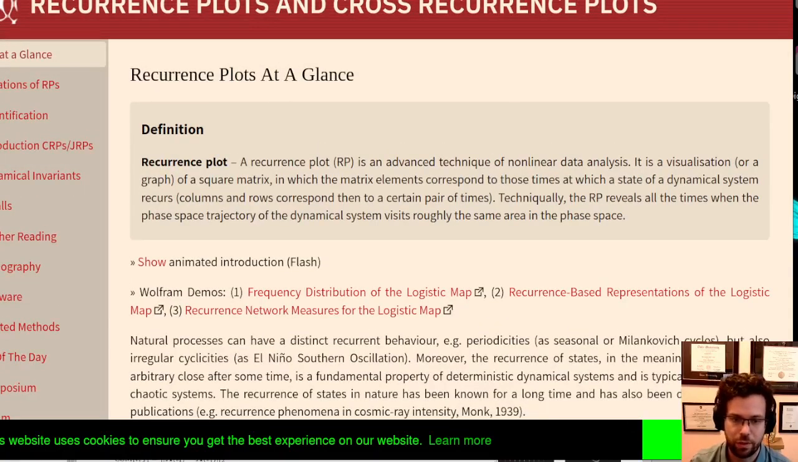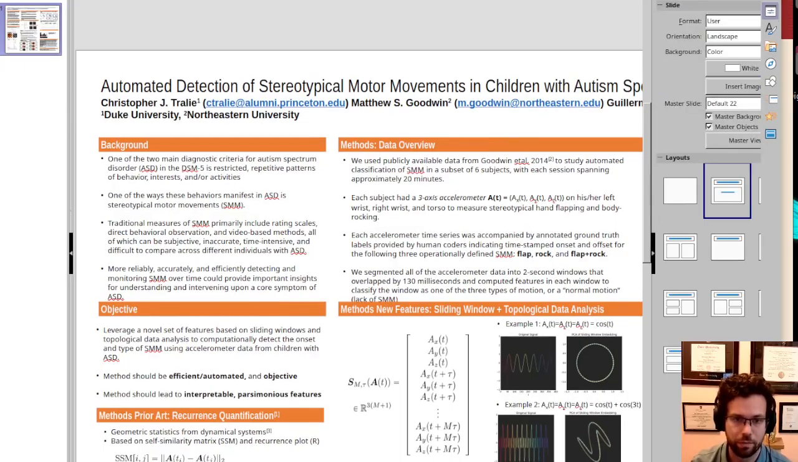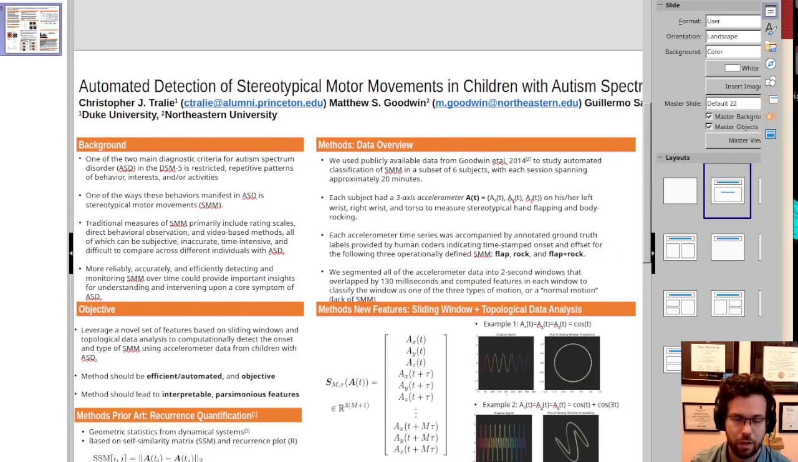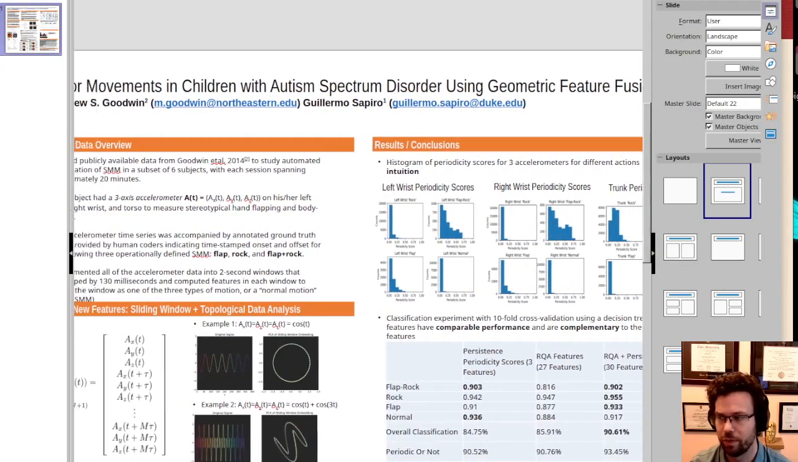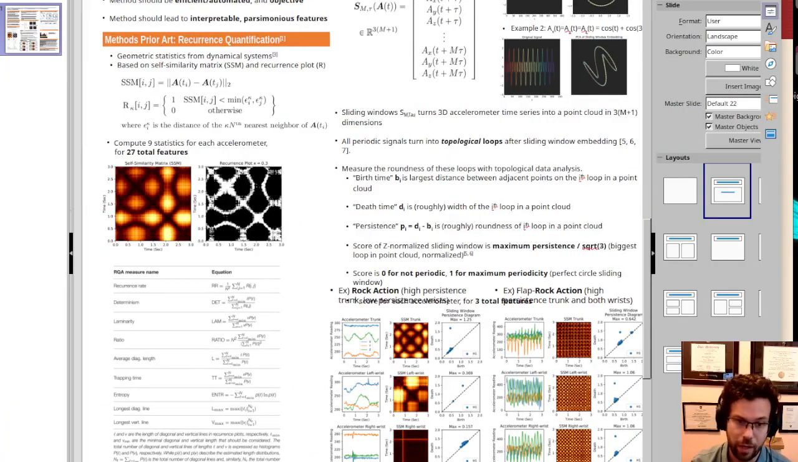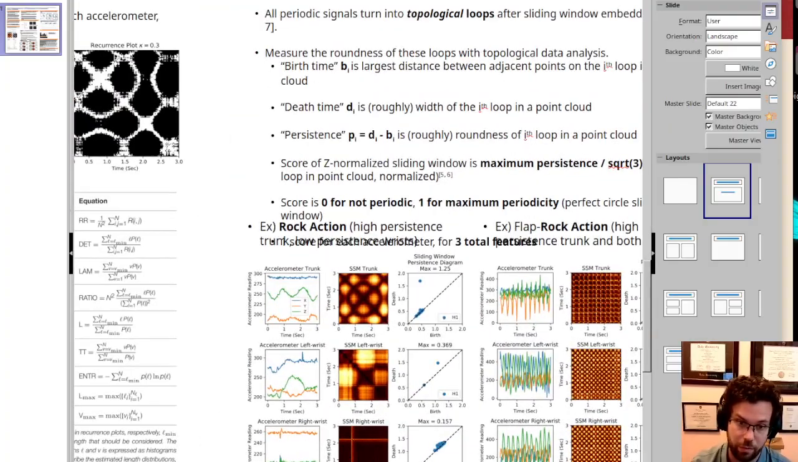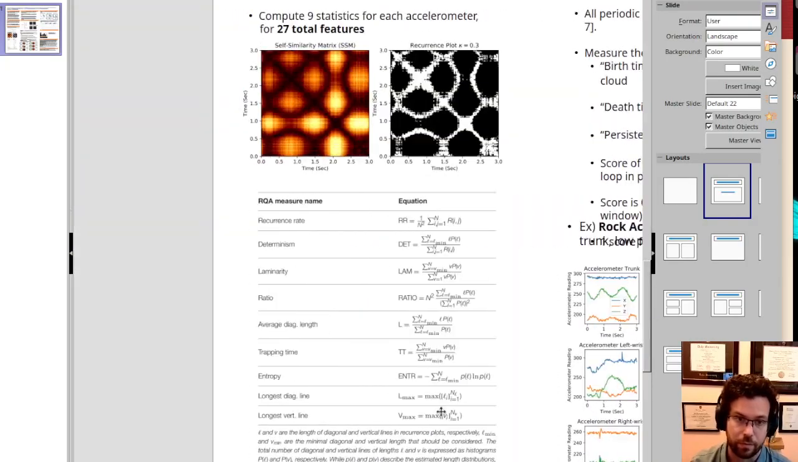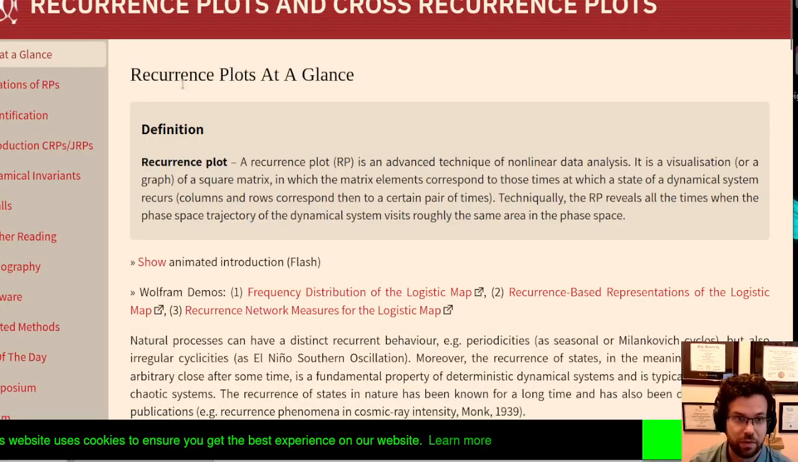And actually, I used some of these features in a different paper on video analysis, where I was analyzing what are called stereotypical motor motions in people with autism spectrum disorder. These are repetitive motions that people do. And so I actually have also used these myself and found them to be pretty interesting. So anyway, yeah, that's a bunch of applications.